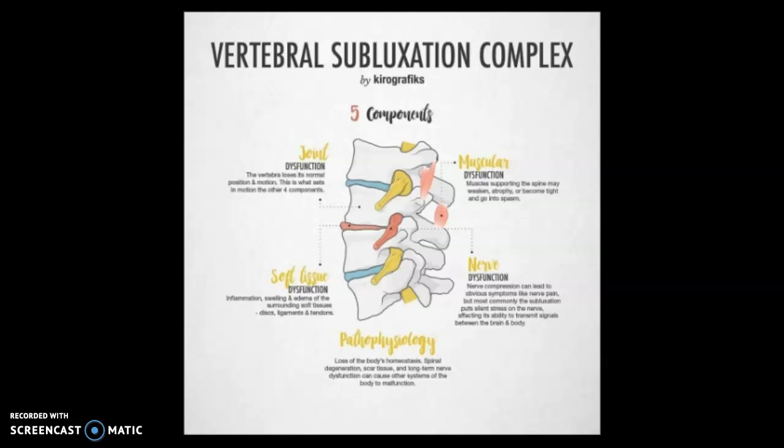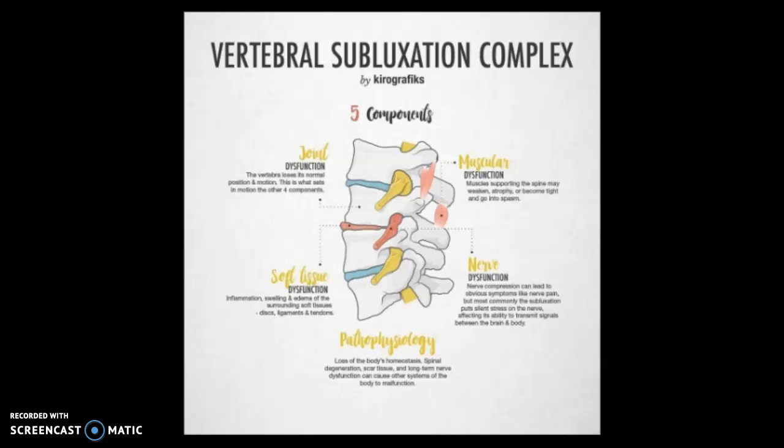So looking at this picture here, we'll see there's 5 components of the VSC. There's different ways, even outside of this photo, to talk about it, but here's a pretty simple one. I'll start off with joint dysfunction. So the vertebra lose their normal position and motion, which sets in motion the additional components, which leads us to muscle dysfunction. The muscles supporting the spine can respond to the change in position or abnormal motion by weakening or tightening and going into spasm. So soft tissue dysfunction also occurs. This is the inflammation, swelling, and edema in the surrounding disc, ligaments, and tendons.